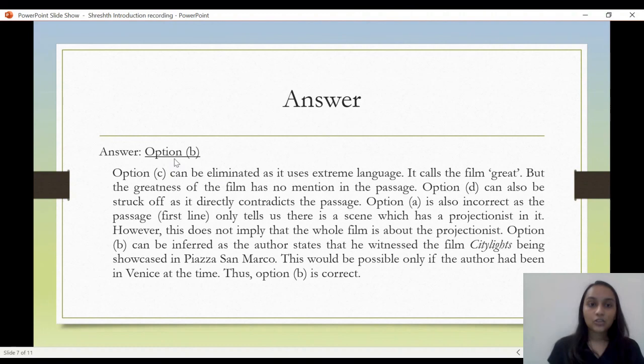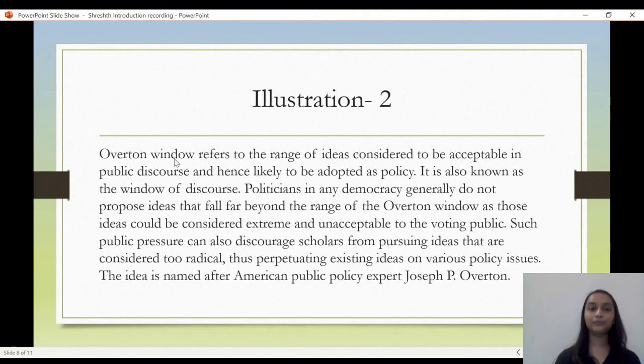All right, this was a simple one. Let's look at the next illustration.